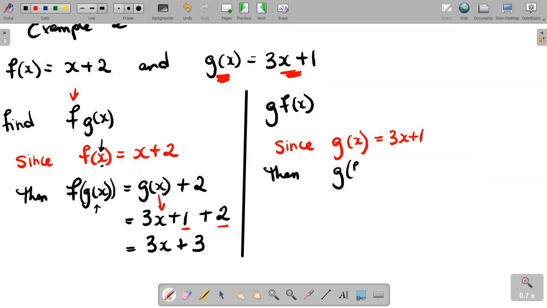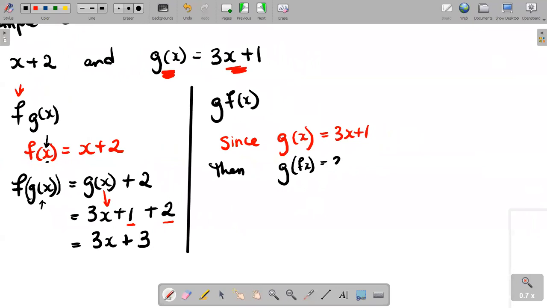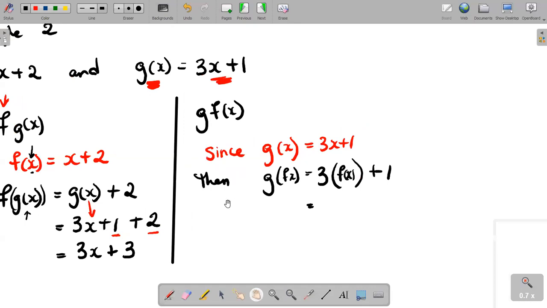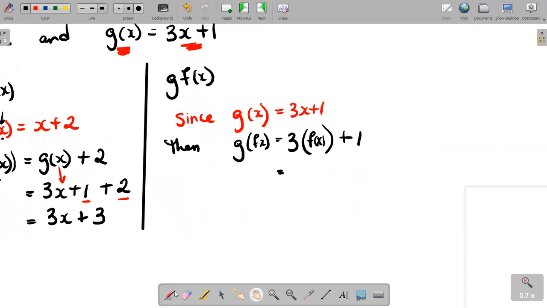Then we're going to say then we could find g of f of x. So g of f of x means everywhere we see x, we replace it with what? F of x. So it's going to become 3 times f of x plus 1. Because all I did here was replace x with f of x. So what's the next step now? The next step is to write what f of x means. What does f of x mean? Look at the top here. F of x means x plus 2. So we're going to put back everything. 3, what was in the brackets? x plus 2. And then we put plus 1.